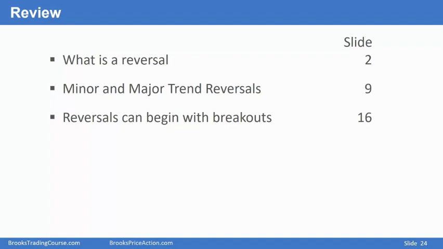Minor reversals are just a few bars, 3 bars, sometimes 5 or 10 bars, and it does not lead to an opposite trend. If a pattern is big enough, 10 or 20 bars, it has a much better chance of leading to an opposite trend, and at that point I call it a major trend reversal. A bigger pattern is a major trend reversal. Reversals usually begin with breakouts, even though the breakouts are sometimes very small.